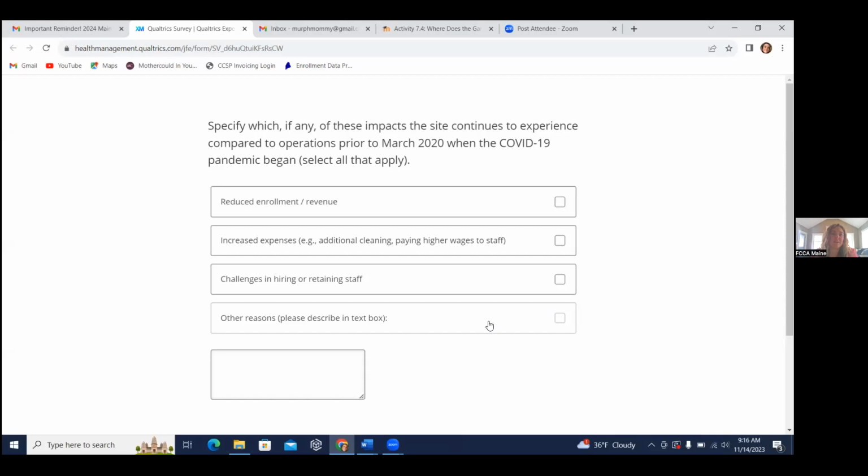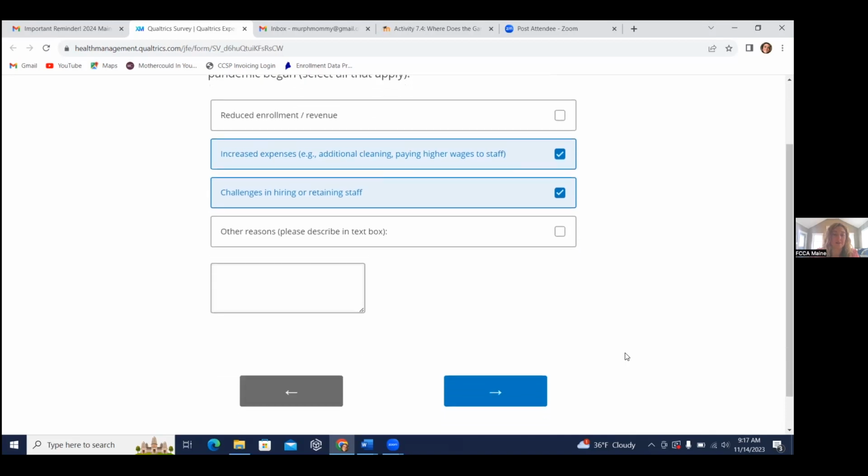This says specifically which of any of these impacts the site continues to experience compared to operations prior. So this is asking about COVID. Some of the answers: reduced enrollment and revenue, increased expenses, challenges in hiring and retaining staff. So I would definitely say increased expenses. And I'm going to write challenges hiring and retaining staff, because I think that's an answer for a lot of people. Right, definitely. Because as we know, there are a lot of family childcares that do have staff, and that is a tough thing all around.